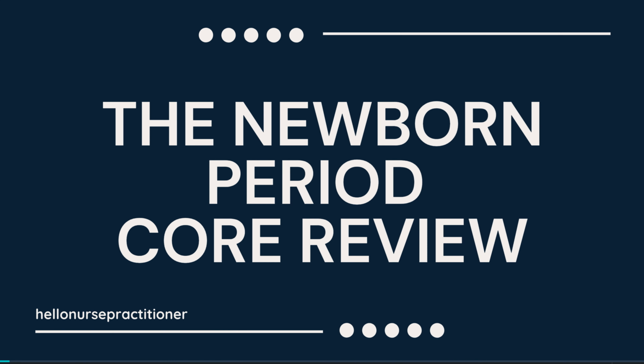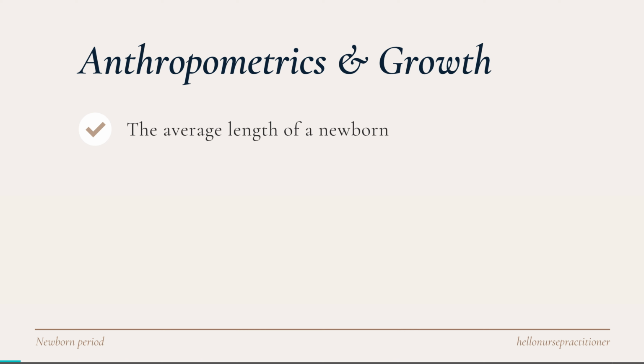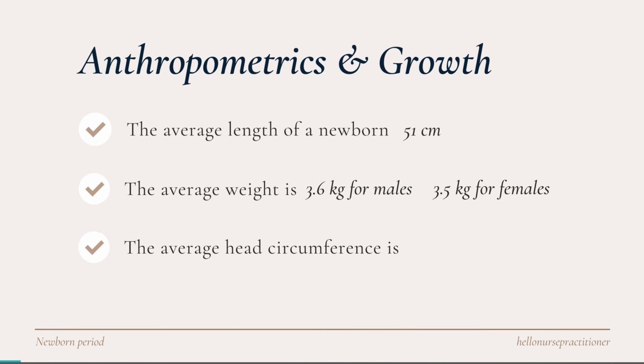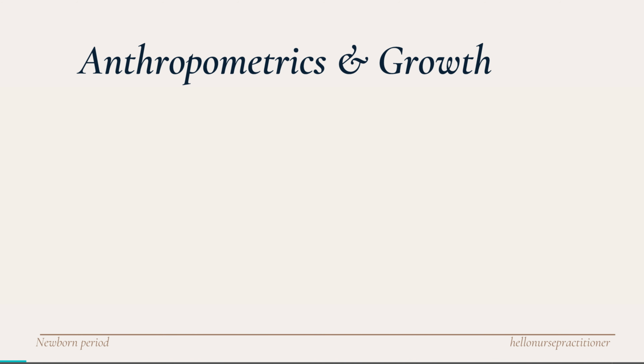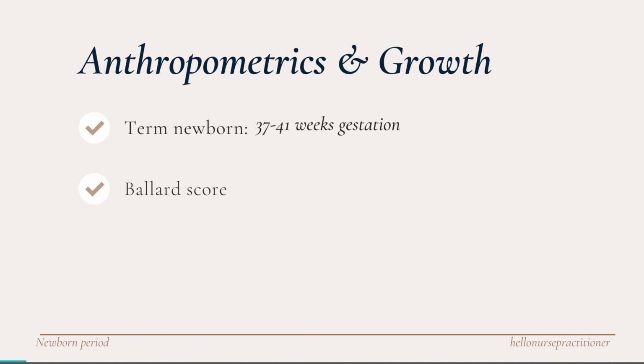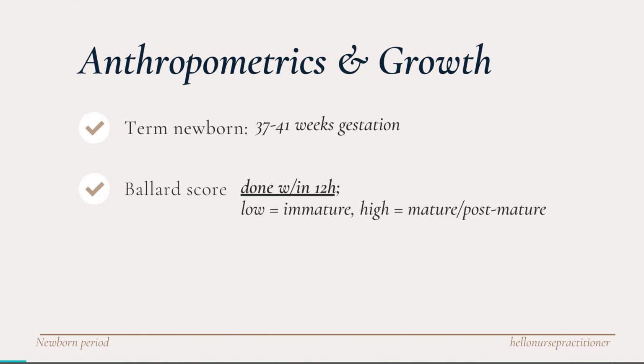Let's get into the newborn exam. The average length of a newborn is 51 centimeters. The average weight is 3.6 kilograms for males and 3.5 kilograms for females. The average head circumference is 35 centimeters. Term newborns are between 37 and 41 weeks gestation, and the Ballard score should be done within 12 hours of birth. A low score shows immaturity, and a high score shows maturity or post-maturity.